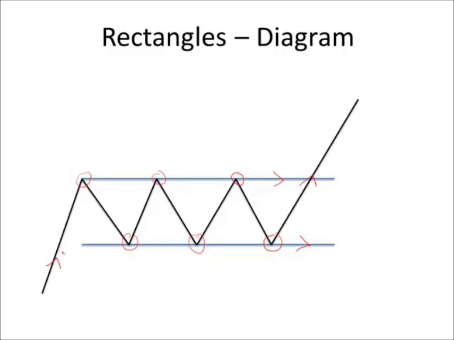And again, this is an upward sloping continuation pattern. We can also have a downwards continuation pattern. If the price started here and came down, for example, it would do the same thing and then carry on downwards here. So we can have up or down with a rectangle. Let's now go and look at an example.